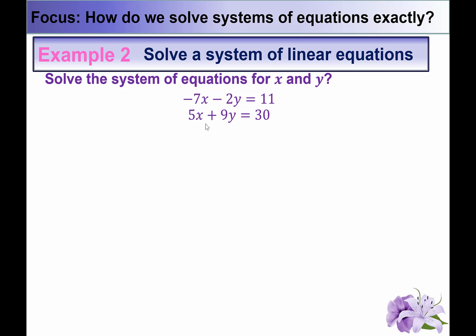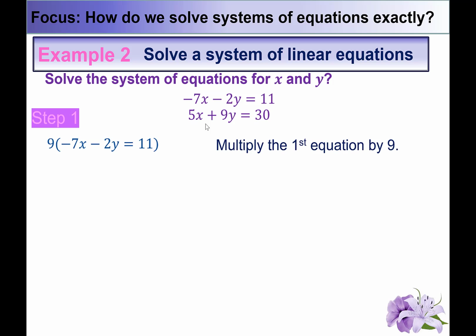Let's look at another example. Again, our goal is to have the coefficients of one of the variables to be additive inverses of each other. So for this example, I'm going to look at the coefficients of y. And I have 2 and 9. The least common multiple between 2 and 9 is going to be 18. So for the first equation, I'm going to have to multiply the equation by 9. So we get negative 63x minus 18y equals 99.